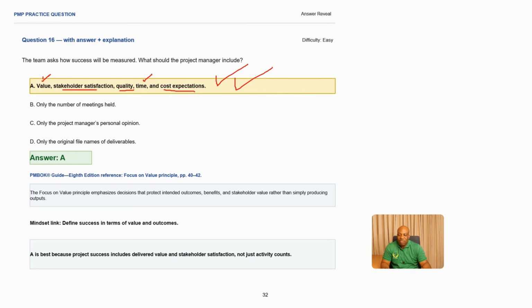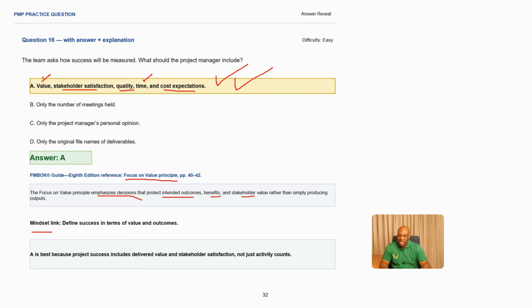And how do we reference our PMBOK? You focus on value principle, which is on page 40 for additional reading. So the focus on value principle emphasizes decisions that protect intended outcomes, benefits, and stakeholder value, rather than simply producing outputs. So in a project environment, the best that we can do is to make sure that every decision that you make is based on the outcome that you want to produce from the project, or is based on the value that you want to derive from the project.